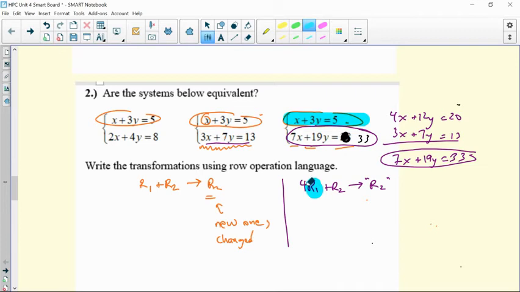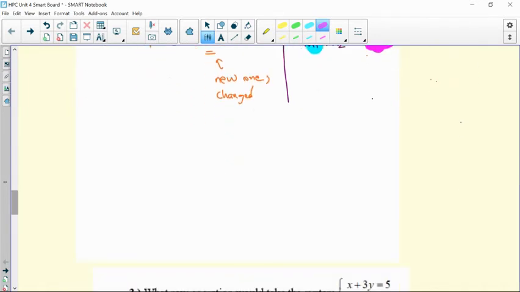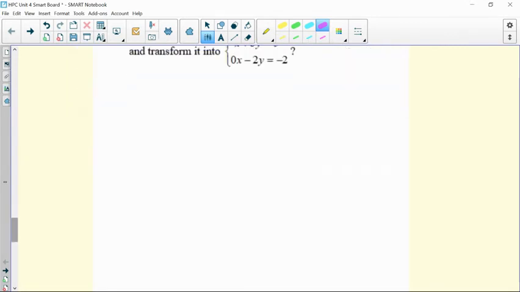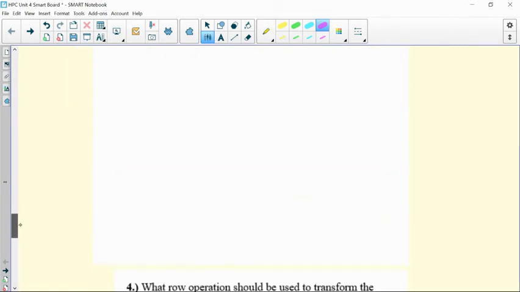That is just, oh, I'm doing 4 times row 1. I'm going to put it into row 2, and now my result is the new row 2. So that's the only place that gets changed. Your first row would not get changed at all. Okay. And then let's go ahead and finish out this one right here.